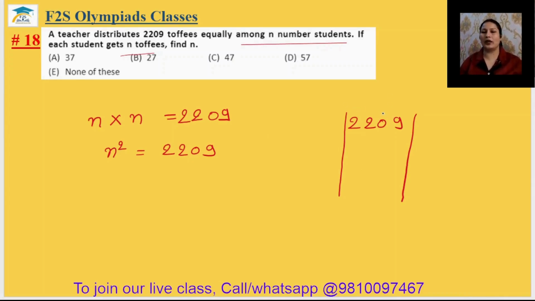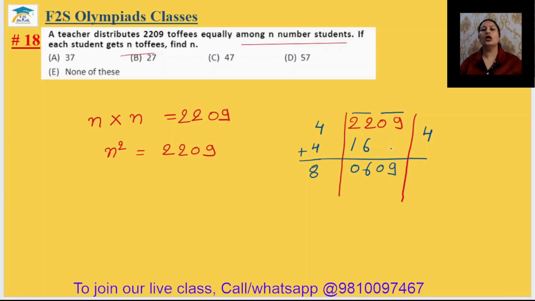First, we will make two pairs of the numbers, 22 and 09. Now we will take the perfect square number nearest to 22. So it can be 4. 4 fours are 16. Now we will write 4 here also. And 22 minus 16 will be 6. Now 0 is added here. 4 plus 4, 8. Okay? Now 0, 9 will drop down.